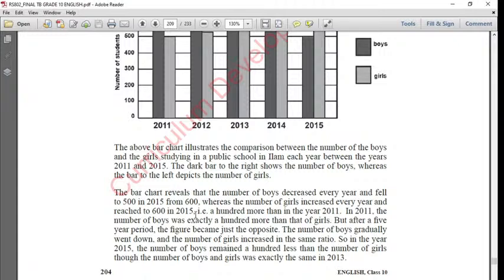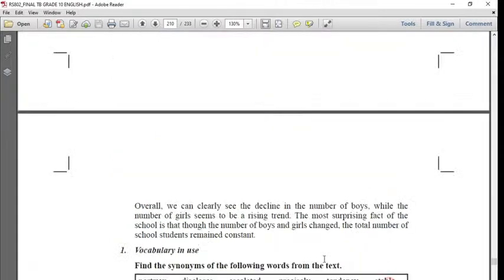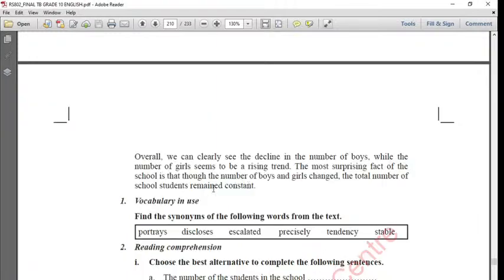In 2011, the number of boys was exactly 100 more than that of girls, but after a 5-year period, the figure became just the opposite. The number of boys gradually went down and the number of girls increased in the same ratio. So in 2015, the number of boys was 100 less than the number of girls, though the number of boys and girls was exactly the same in 2013. So that's the explanation. Overall, in conclusion, we can clearly see the decline in the number of boys while the number of girls shows a rising trend.